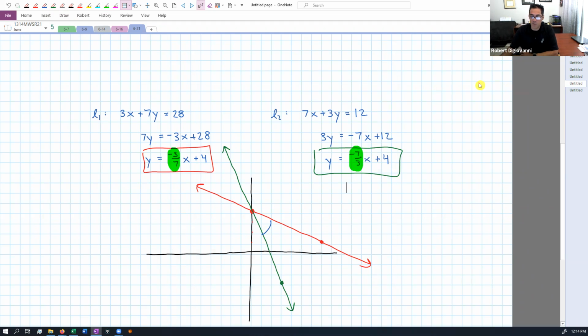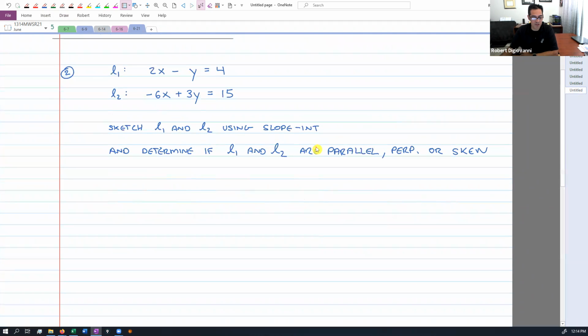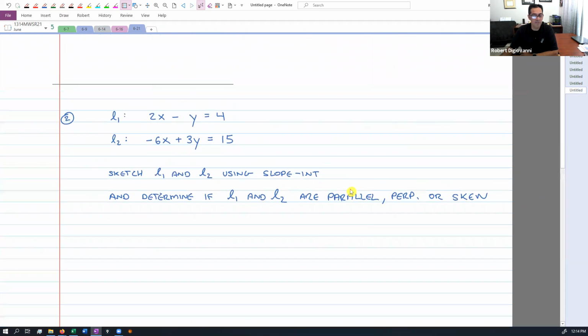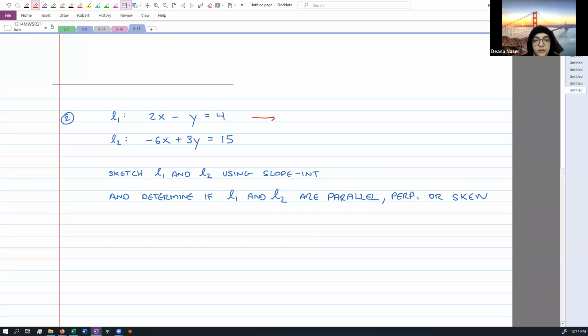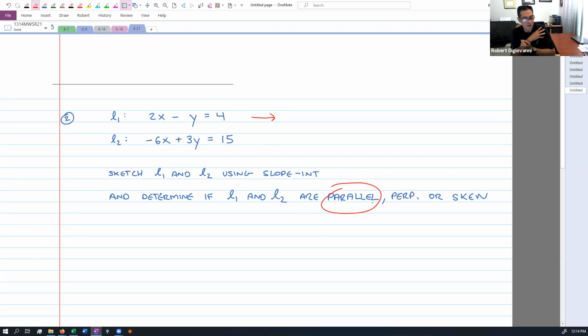Okay, how about the second one? I haven't done the second one. I just did the first one. Did any group have a chance to do the second one? Want to go out on a limb here? Say what you got. I got parallel. Say again? I got parallel. You got parallel? Okay, so how about solving for y?